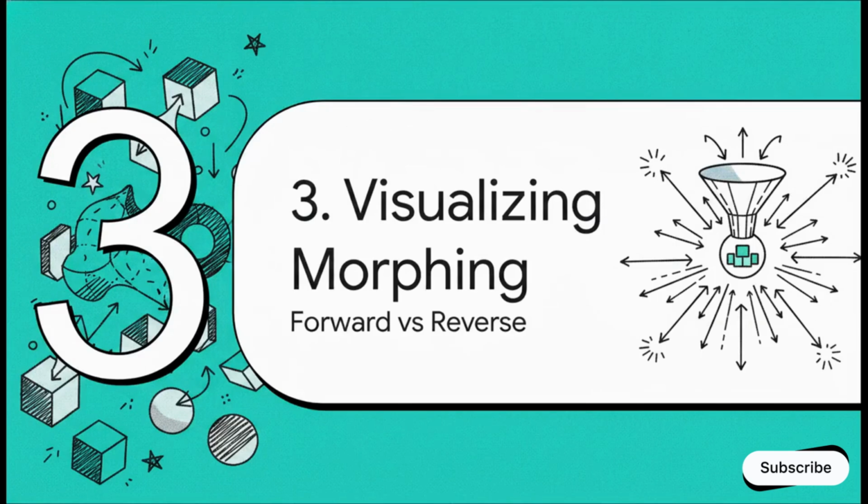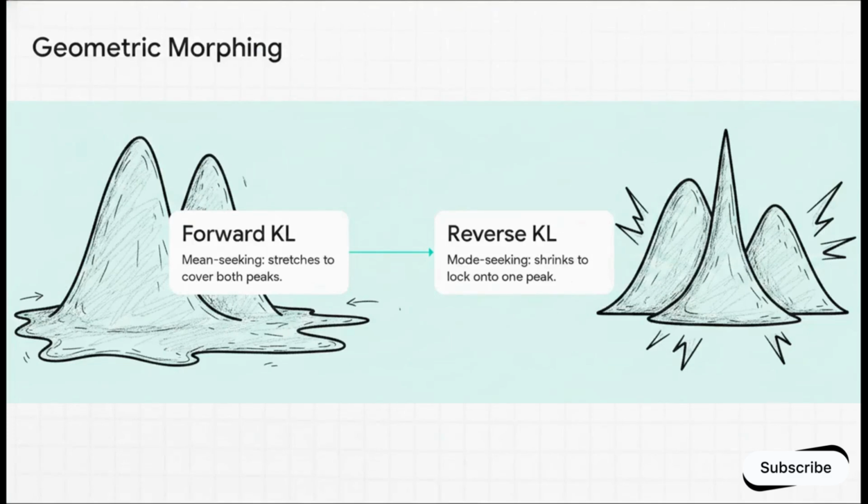Moving on to Section 3, forward versus reverse morph. Now, this mathematical asymmetry isn't just some trivia fact. It physically dictates the shape of modern AI.